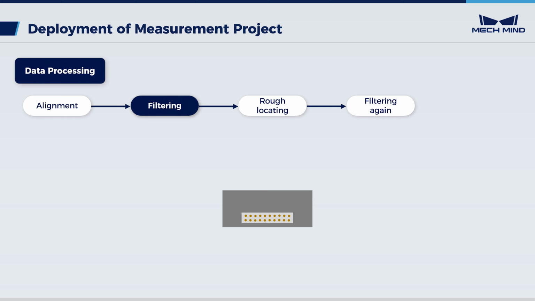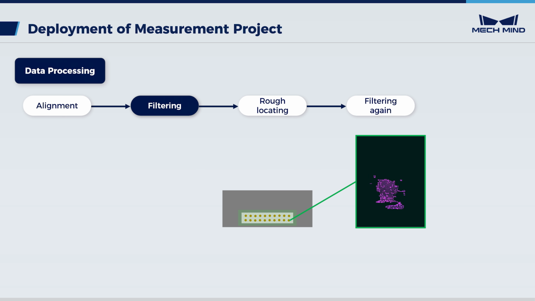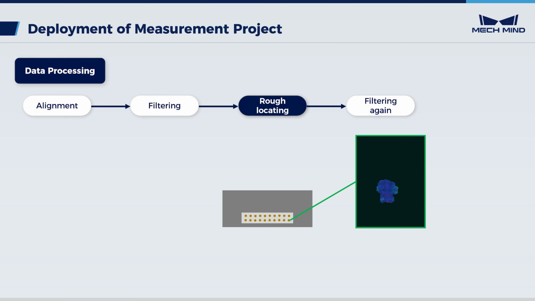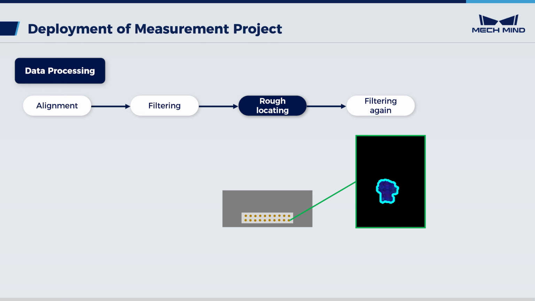Following this, apply filtering to the aligned surface data to extract pin data, and perform initial noise reduction for smooth surface data. Then, to ensure precise positioning of each pin in subsequent measurements, perform blob analysis on the initially filtered data, to roughly locate the surface data of pin tips.